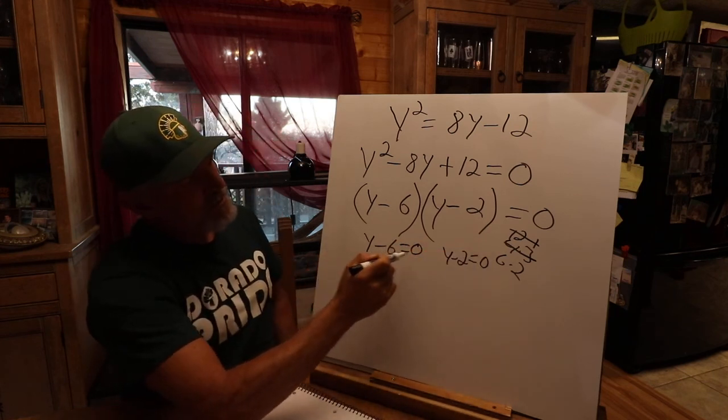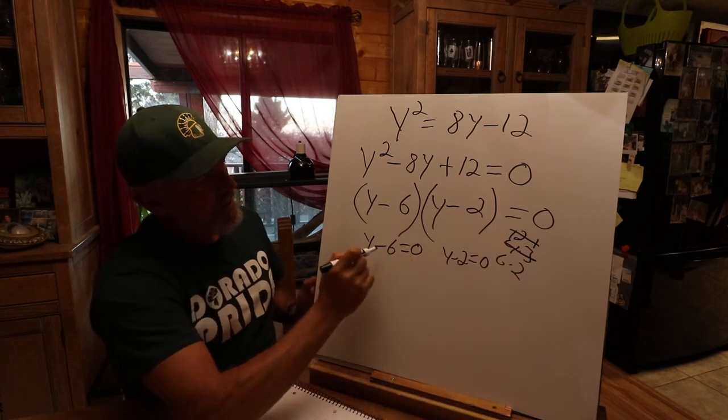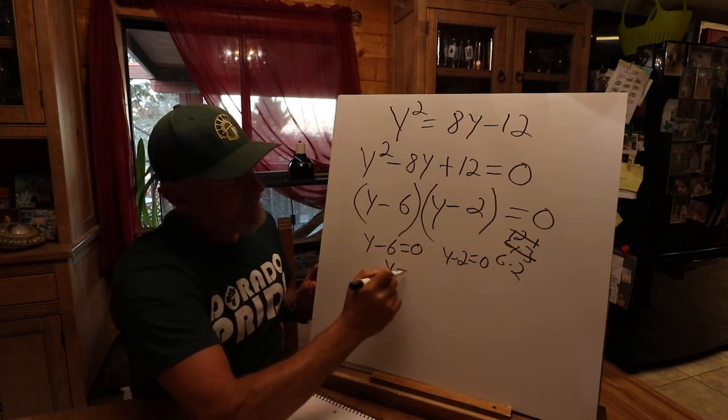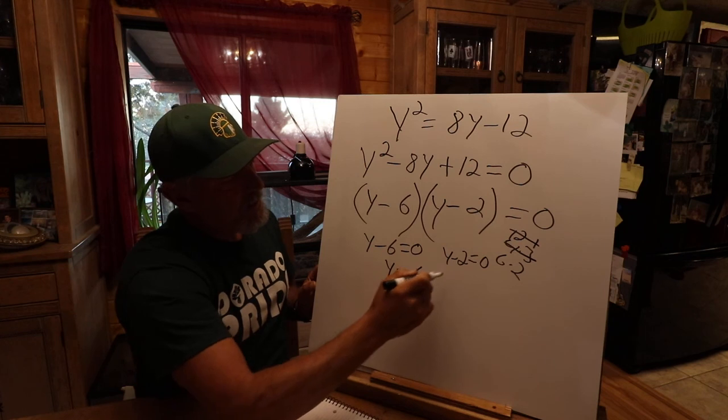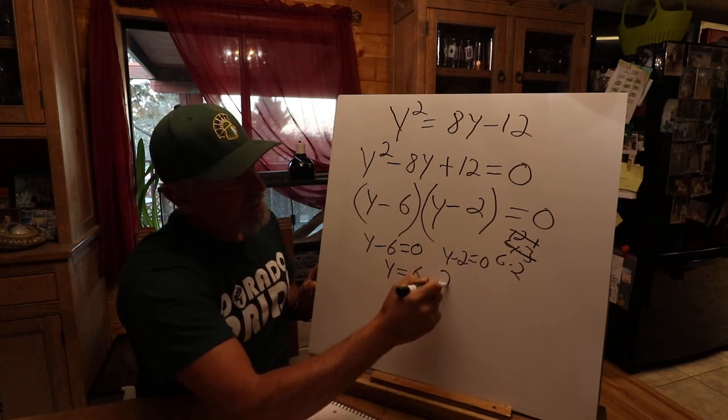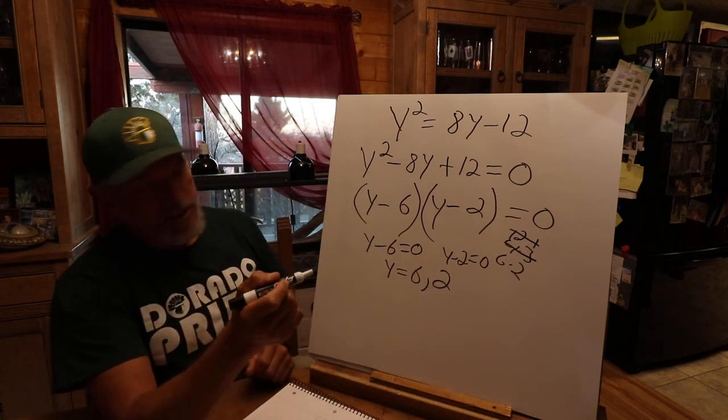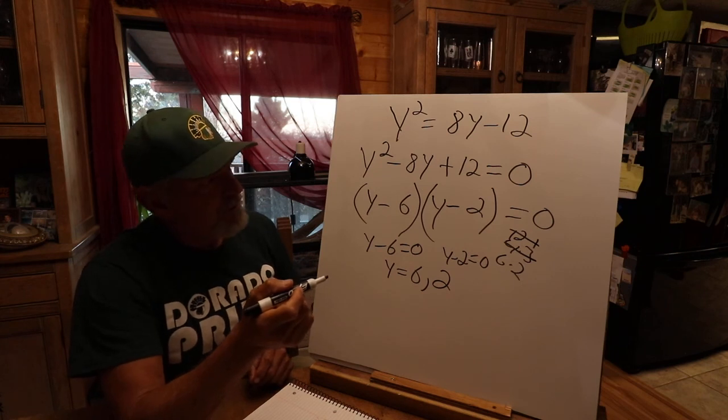There's my two factors set equal to 0. Add 6 to both sides and I get 6. Add 2 to both sides and I get 2. And as you can see, we got two answers like we're supposed to.